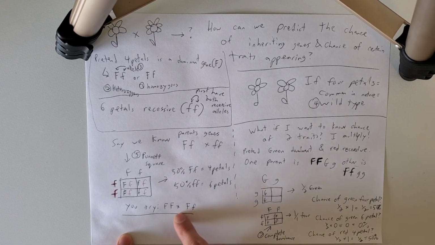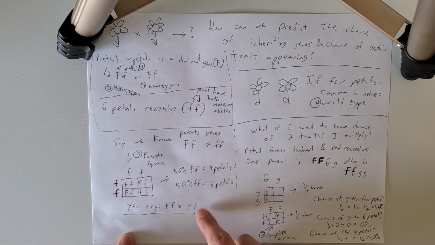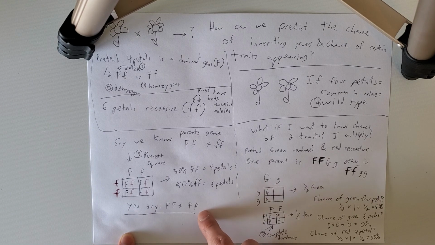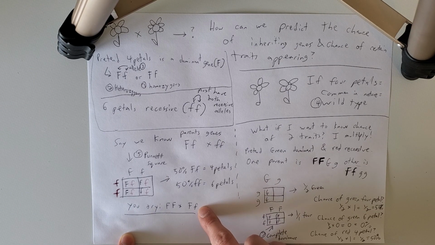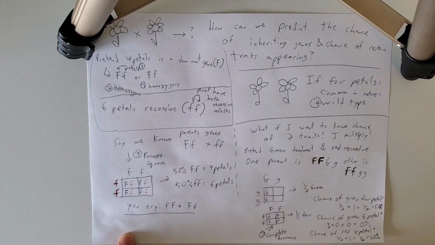Now, some of those children will be carriers. Carrier meaning that they'll have the recessive allele, but they won't actually be able to use the recessive allele because they'll have the dominant allele there.